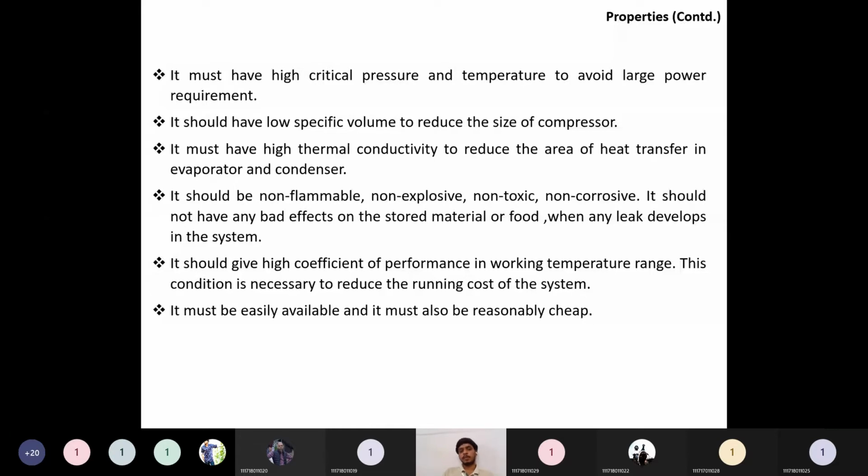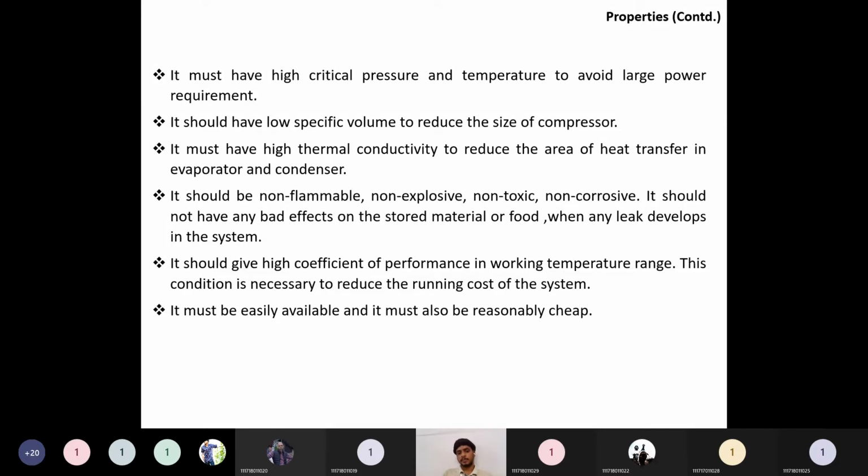So it should be non-flammable. Obviously, for everything, it should be non-flammable. If it is flammable, then it will catch fire, because we are supplying electrical supply to the compressor itself. In that compressor, if the liquid is flammable, it will just burn, and our refrigerator will be an environmental hazard or a fire hazard inside our house.